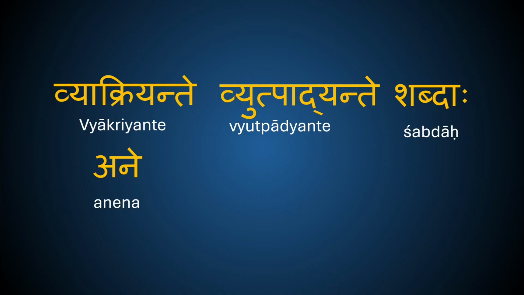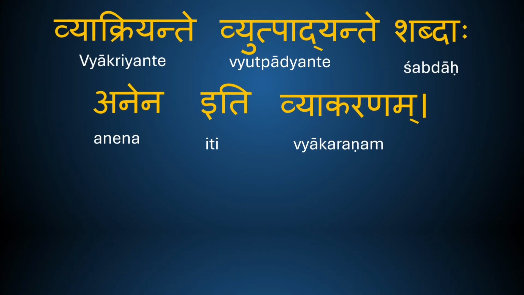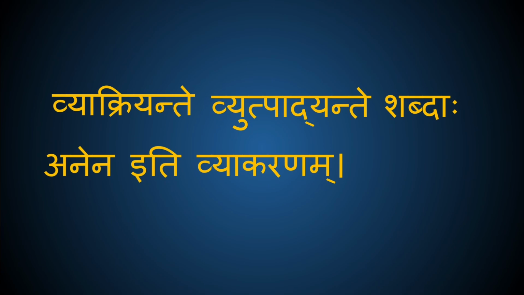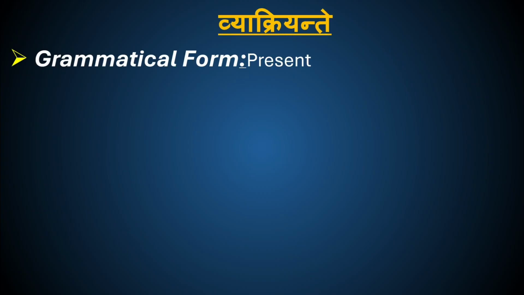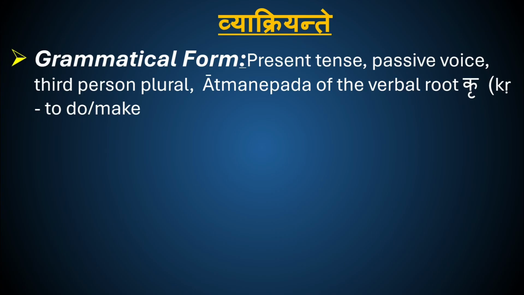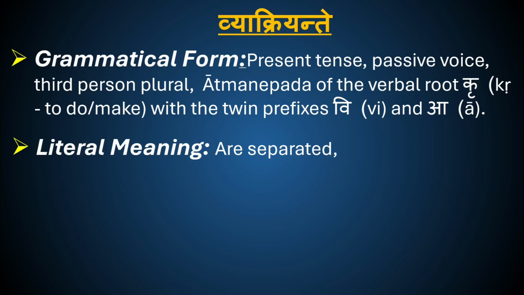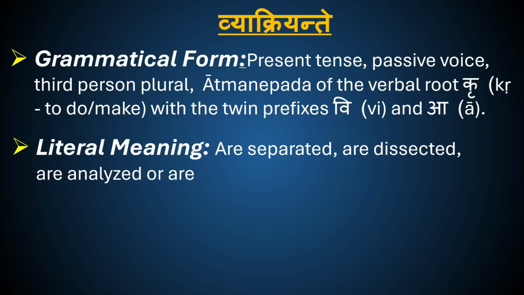Vyakriyante vyutpadyante shabdah anena iti Vyakaranam. Here is the precise word-by-word linguistic and grammatical breakdown of this phrase into English. First, we will talk about Vyakriyante. Its grammatical form: present tense, passive voice, third person plural number, Atmanepada of the verbal root kri with the twin prefixes vi and a. Its literal meaning is are separated, are dissected, are analyzed, or are unknotted.